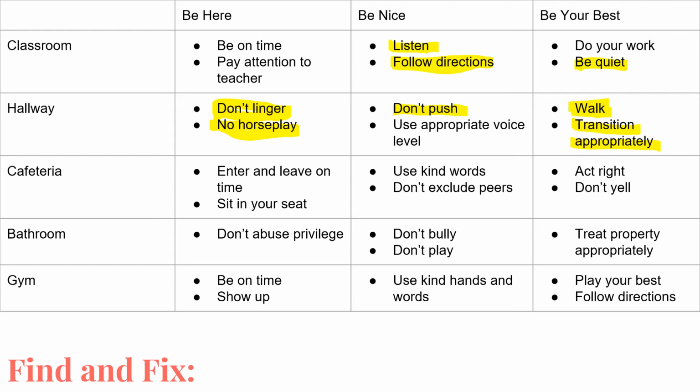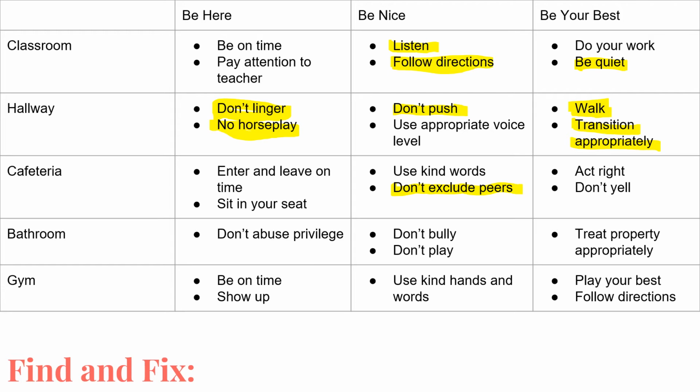In the cafeteria, being here means entering and leaving on time, sitting in our seat. These are both really great, so I'm going to leave them be. Being nice in the cafeteria is using kind words. Don't exclude peers. Instead of saying don't exclude peers, we could change it to be inclusive of peers.